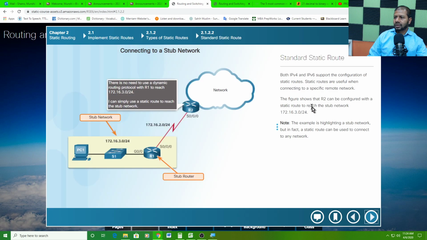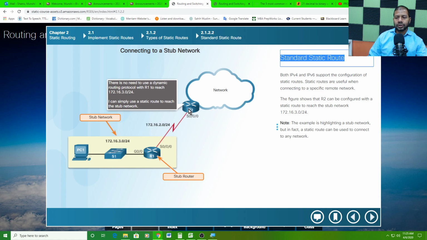So let's see an example. Standard static route, in the next slide. This is the simplest one. Look at this scenario here. Here is a stub network 172.16.3.0. We know that network is connected to R1. Fine. So in R2, in this router, in its routing table, it does not have that information. Which information? The network that is connected to R1, that network information.